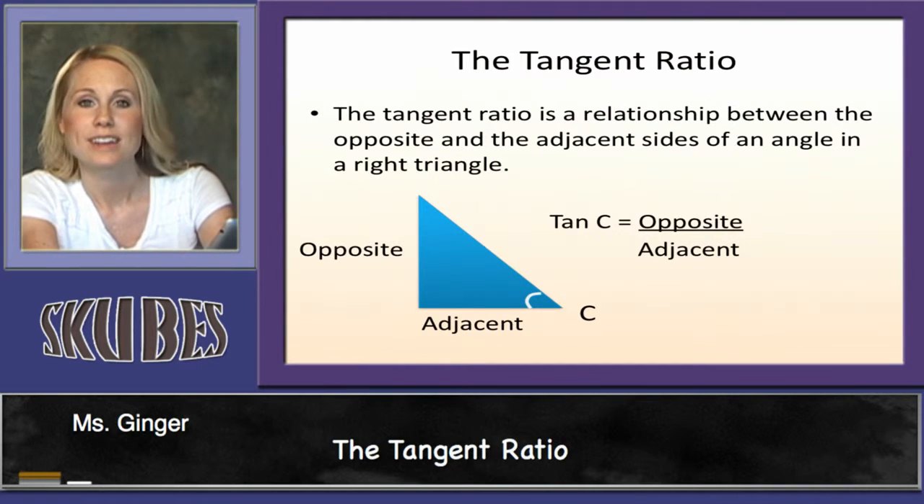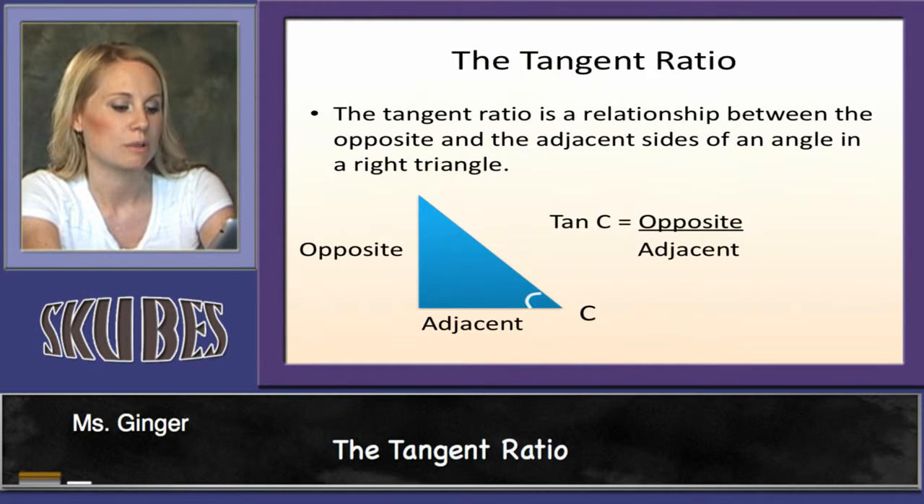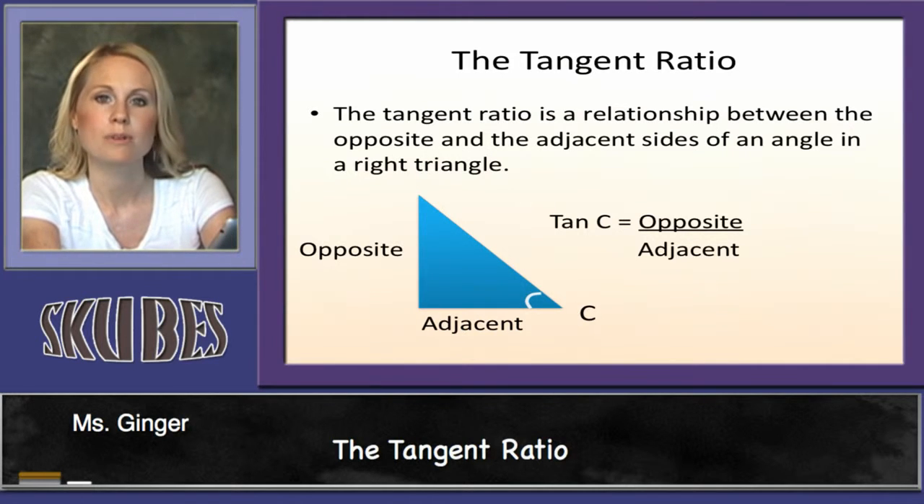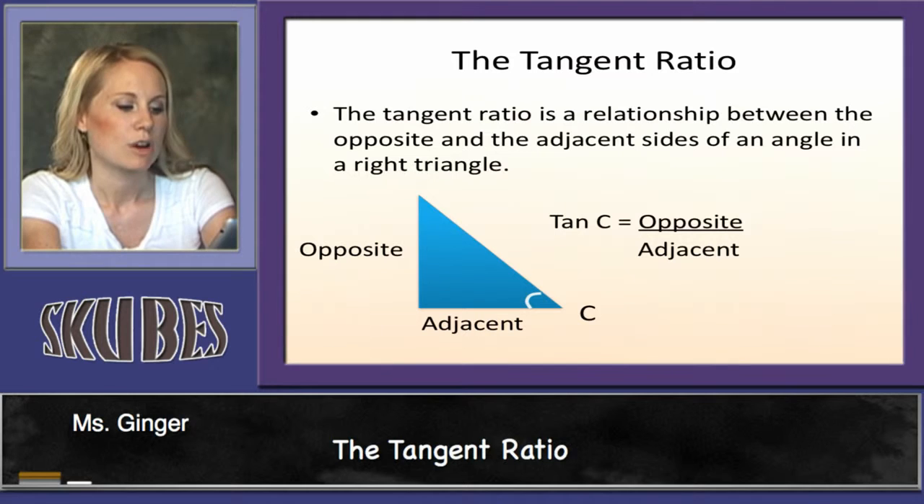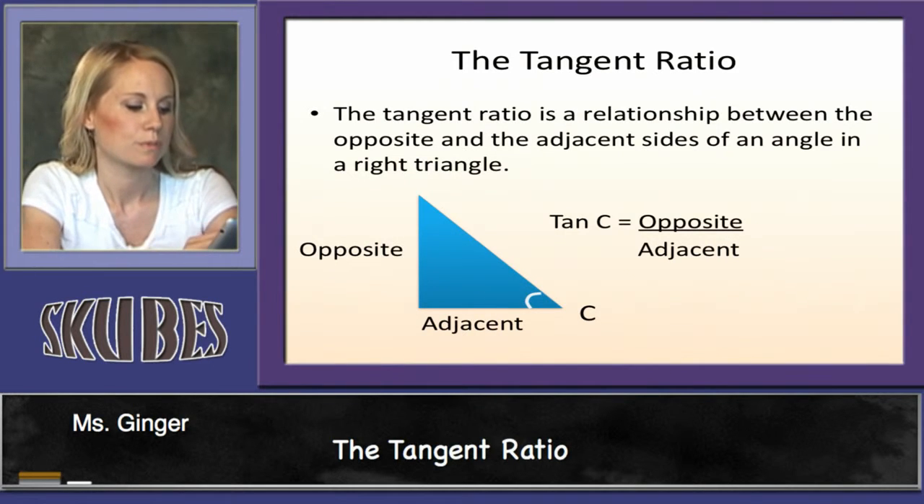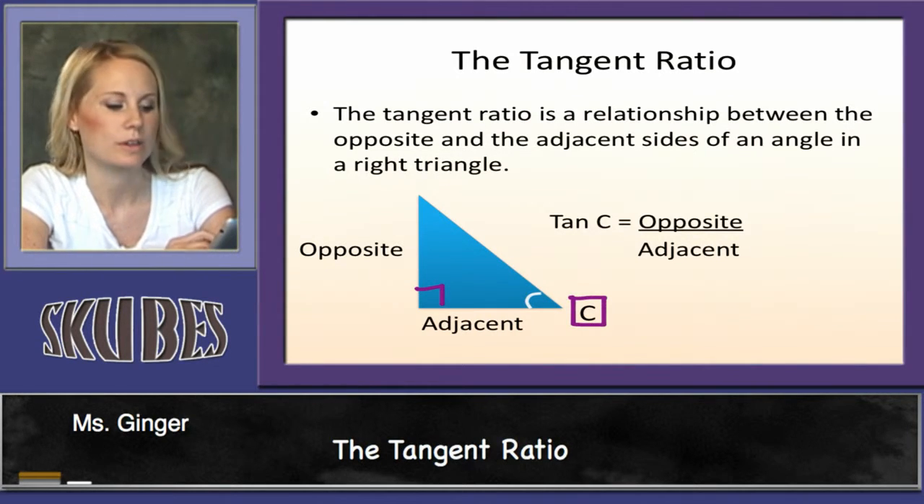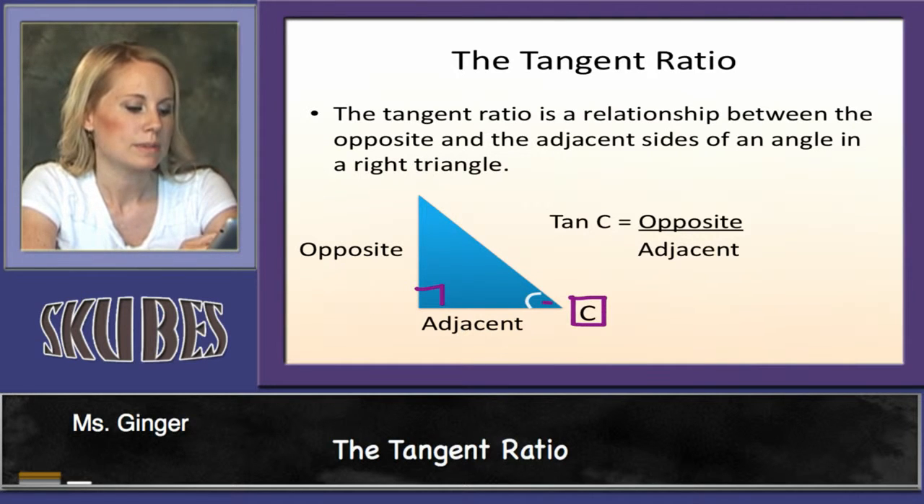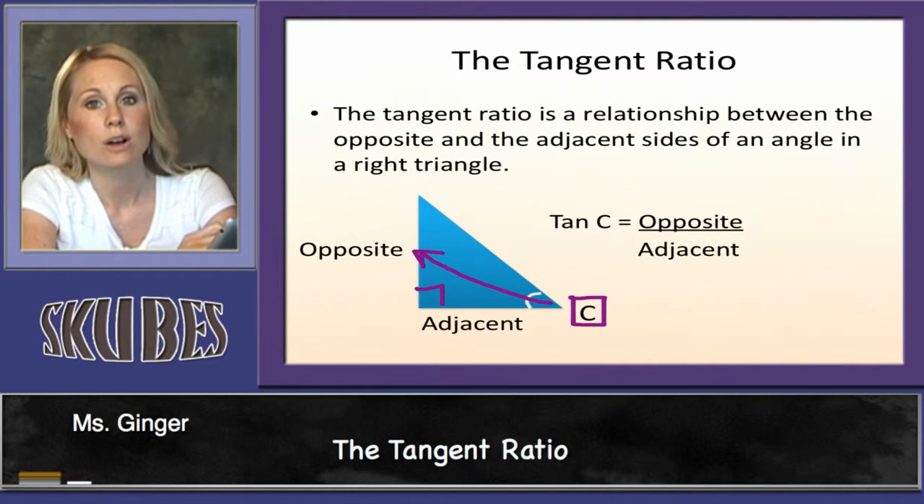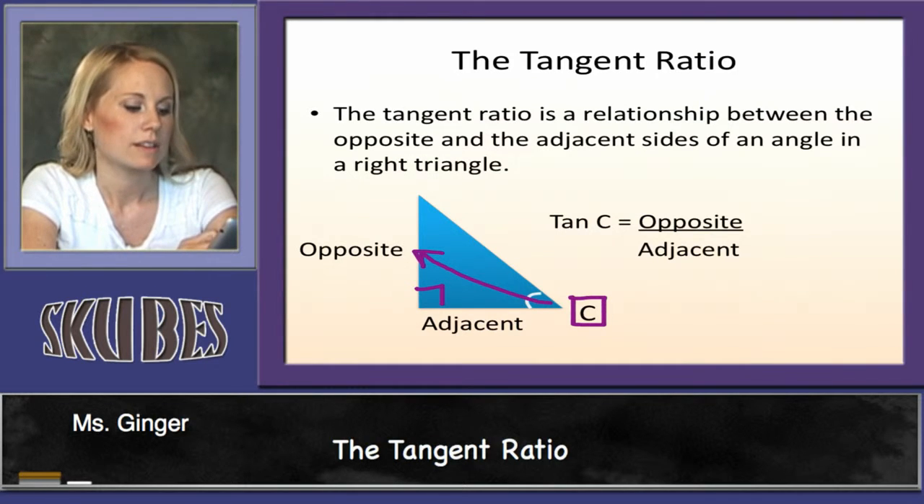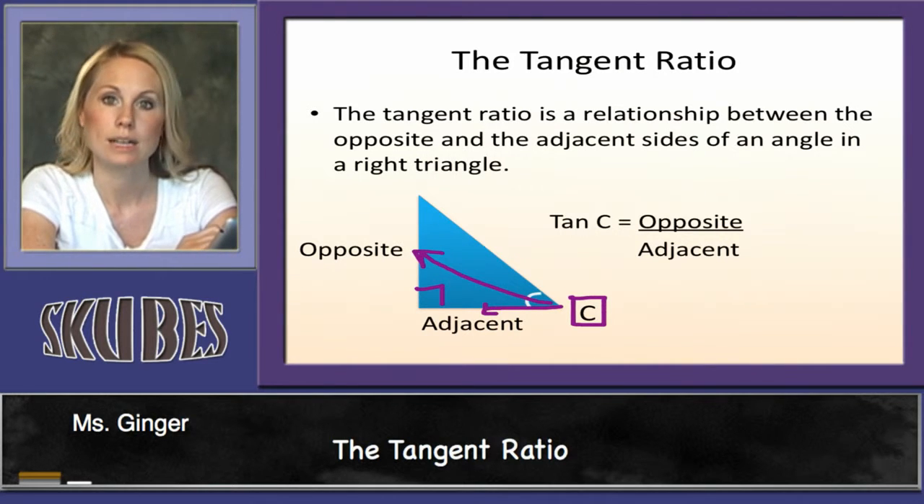You need to know when you're working with tangent that it is going to be developed from the opposite side over the adjacent. It's the relationship of opposite to adjacent from a reference angle in a right triangle. So if you're looking at a right triangle and you pinpoint a reference angle, for instance C, the one that's labeled here, you'll need to find the opposite side, which is the side across from the angle C, and divide that by the adjacent side, which is the side attached to C. So it's both of the legs of the triangle, not the hypotenuse.